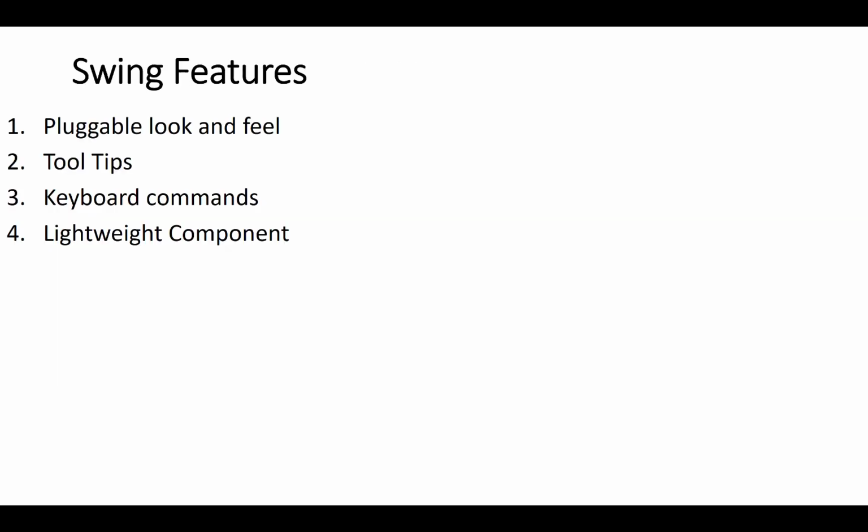Swing features: pluggable look and feel. Look and feel means Java provides a feature so that the Swing components look different in different operating systems, according to the operating system. I mean to say that if you want the look of your Windows theme for your components, tools, and controls, then you can change your theme according to your Windows operating system, Linux operating system, whenever you want. In the next video tutorial, I will explain how to change the theme of the controls, and also how to use that feature, look and feel, which is pluggable.